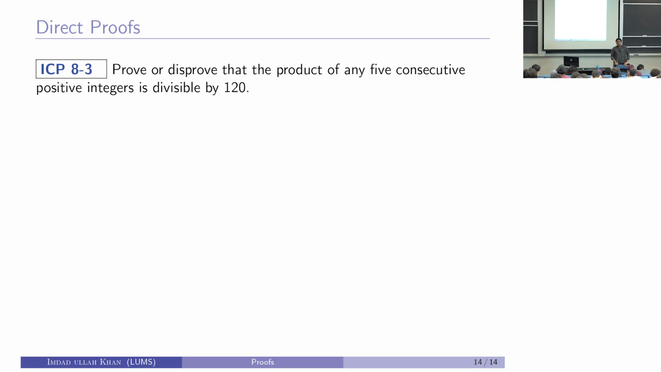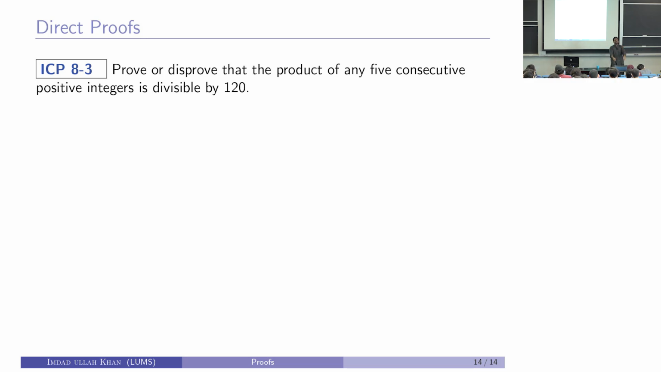Yes, so in these 5 consecutive positive integers, because in any 2 consecutive positive integers, one of them will be even. So in 5 consecutive, many will be even, right? How many will be even? At least how many? There will be either 2 even numbers or 3 even numbers. So when I multiply all of them, this factor of 2 is going to be there, right? It will be 2 times something times something times something. So the end answer will be 2 times something, right? And that will be an even integer.